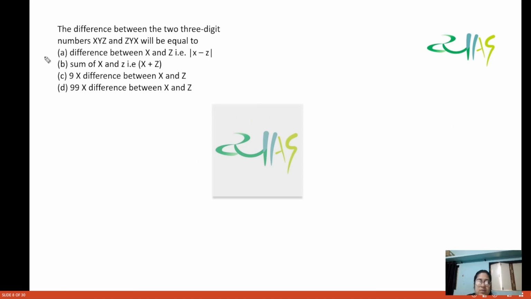Now guys, look at this question. The difference between two three-digit numbers XYZ and ZYX will be equal to: the modulus of the difference of X and Z, or the sum of X and Z, or 9 into the difference between X and Z, or 99 into the difference between X and Z. अब देखिए दो थ्री डिजिट नंबर है XYZ एंड ZYX. तो ये जो क्वेश्चन है ये बहुत इंपॉर्टेंट है. ये हमारी एक प्रॉपर्टी भी बन जाएगा, ठीक है ना.